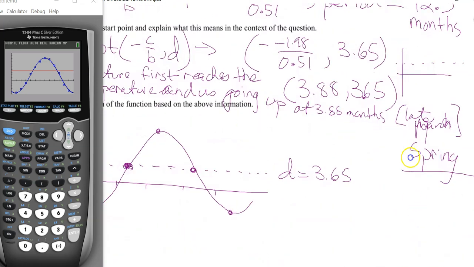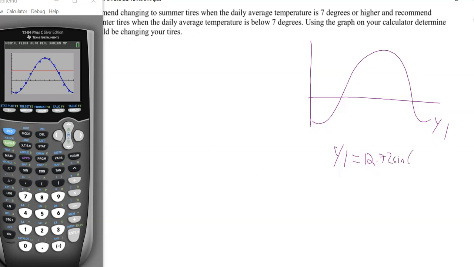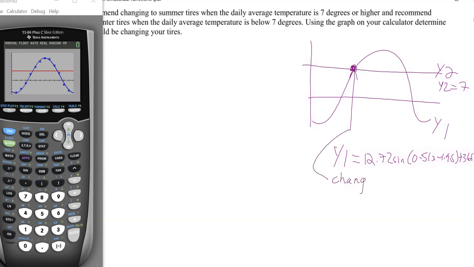12.72 sine 0.51 x minus 1.98 plus 3.65. We've got y2 here, right? y2 is equal to 7. So as the temperatures start climbing and it warms up and it hits 7 degrees, right here, this is when we can change to our summer tires.